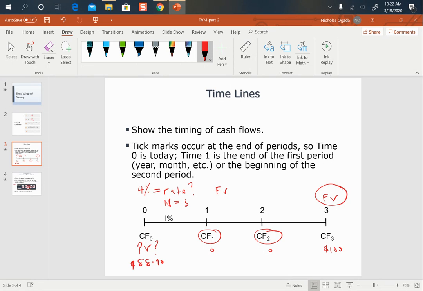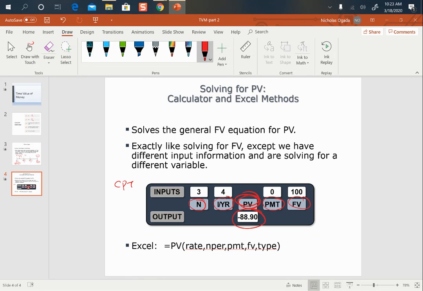This is the value of $100 to be received 3 years from today. That value today is 88.90, if that amount could be invested at 4% per year for 3 years. In other words, if you invest $88.90 today at 4% for 3 years, in future that amount will grow to $100. And if you have to wait for $100 in the future, then the value of that amount today is 88.90.